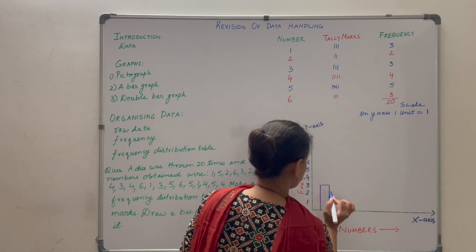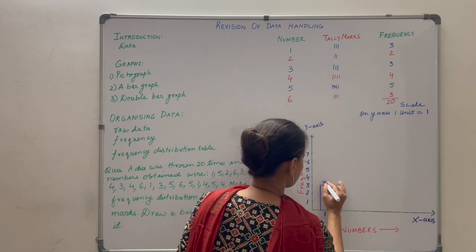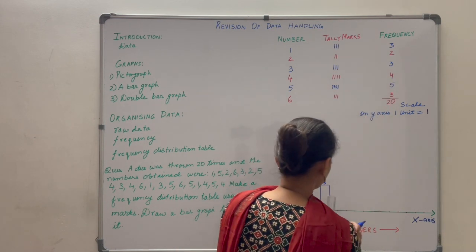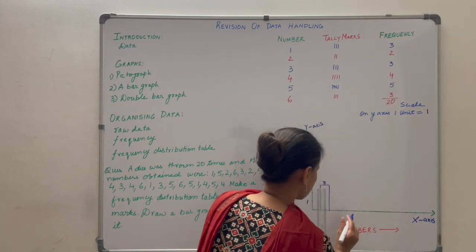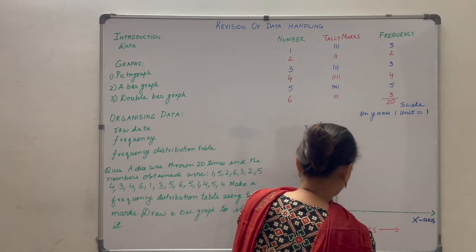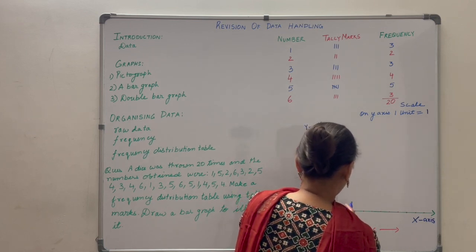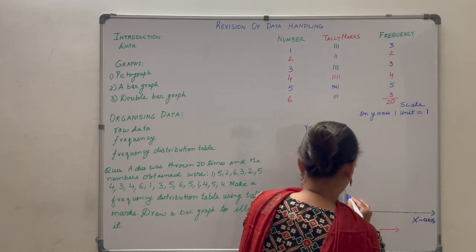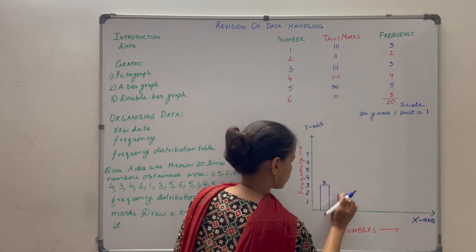So this is 3. For 1 it is 3. We need 1 unit gap. For 2, it is 2. 2 is here. You can see this is 2.